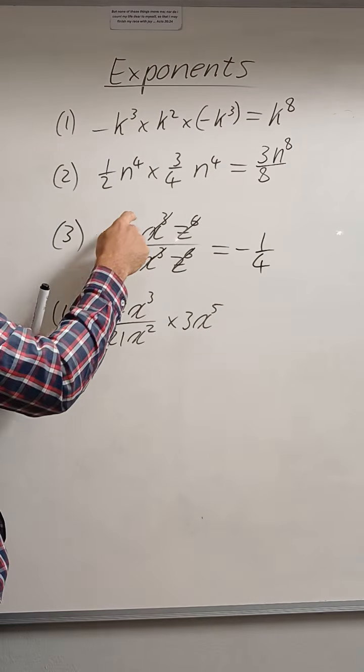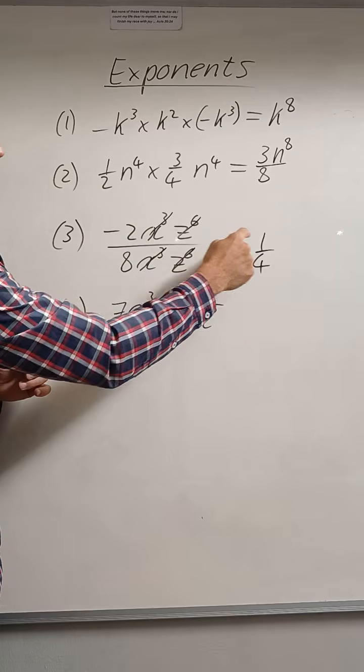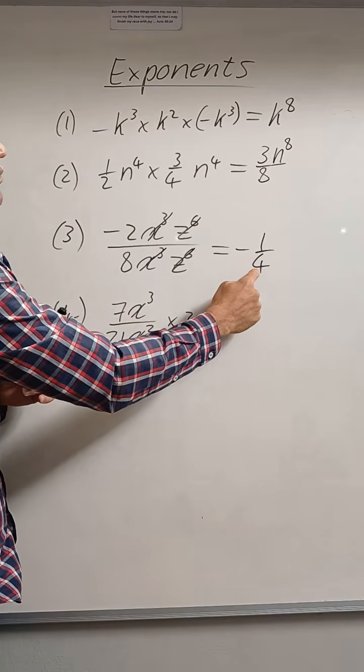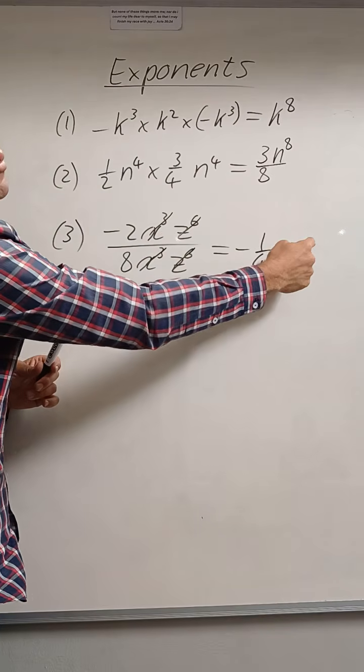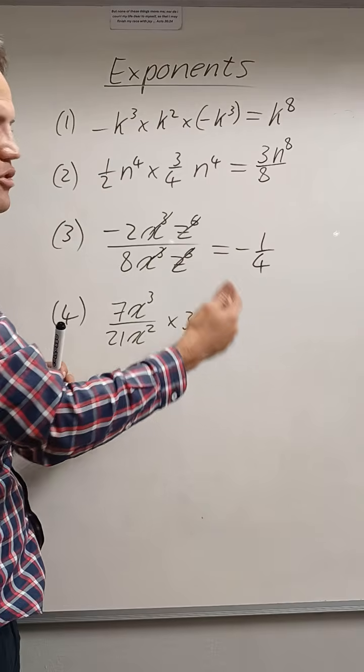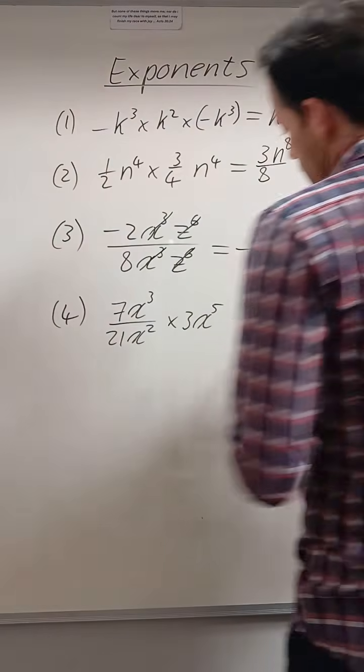Okay, you can divide both sides by 2. Negative 2 divided by 2 is 1. 8 divided by 2 is 4. And you don't have to write times 1, because it won't change it. So you can just write negative 1 over 4.